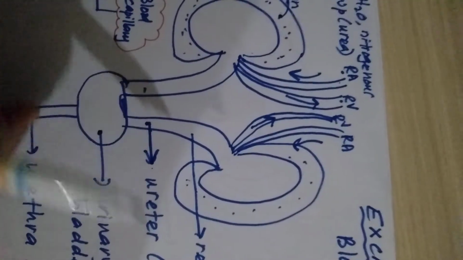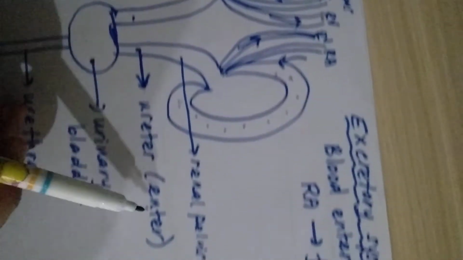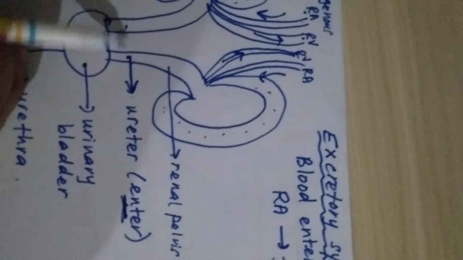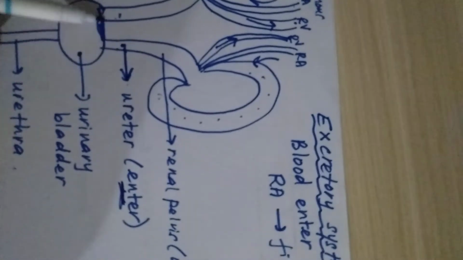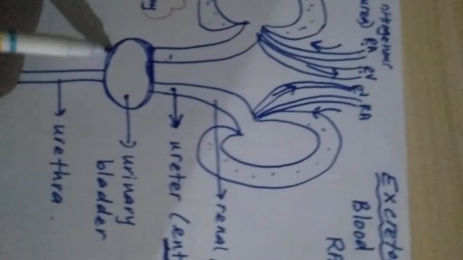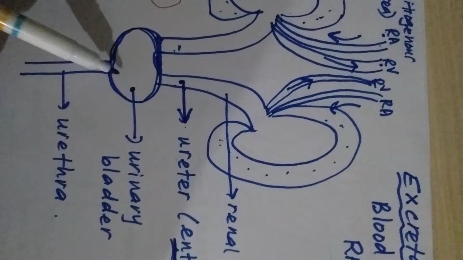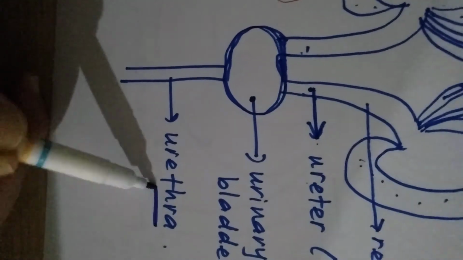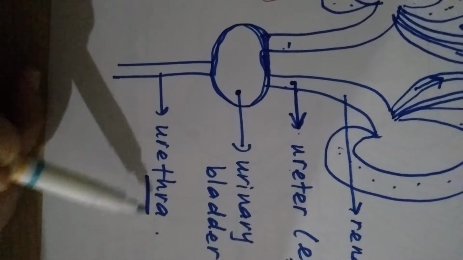You have 2 ureters. Ureter means enter. Use the keyword enter. So the urine enters the ureter. The 2 ureters will take it to your urinary bladder, where it is stored, and the urine then leaves your body through the urethra. Remember, throw out. So the last tube is the urethra.